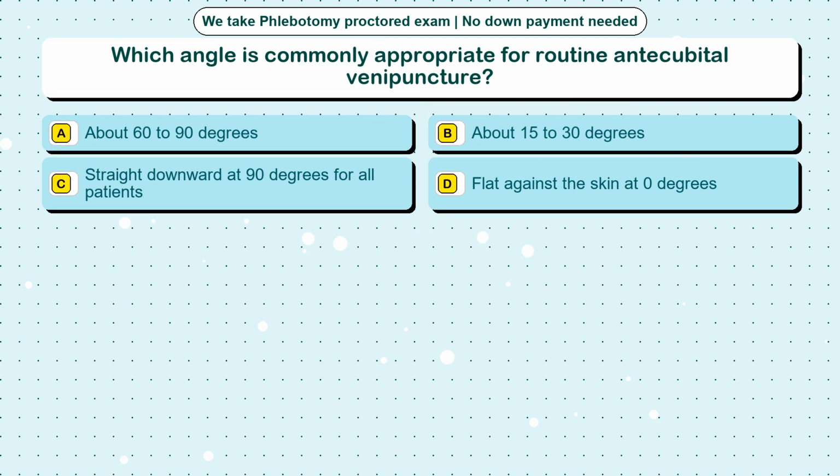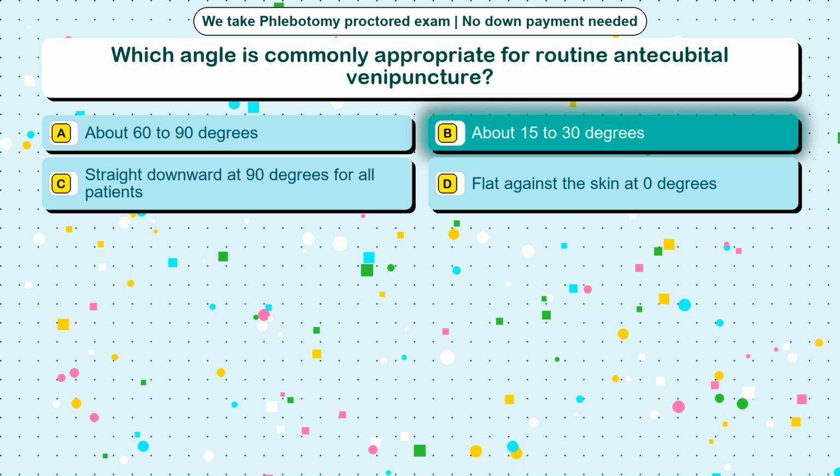Question 70. Which angle is commonly appropriate for routine antecubital venipuncture? Option A, about 60 to 90 degrees. Option B, about 15 to 30 degrees. Option C, straight downward at 90 degrees for all patients. Option D, flat against the skin at 0 degrees.